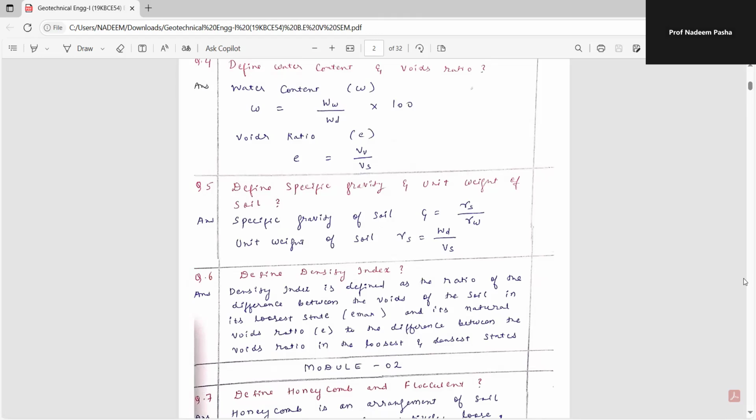Then density index is defined as the ratio of the difference between the void ratio of the soil in its loosest state and its natural void ratio to the difference between the void ratios in the loosest and densest state.